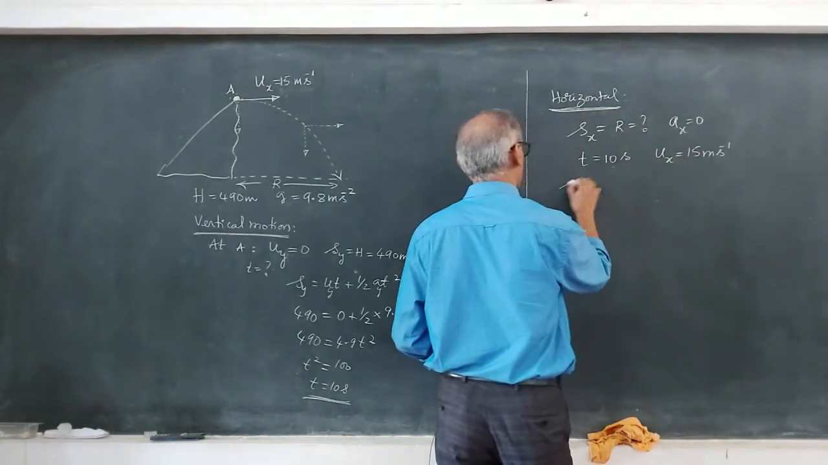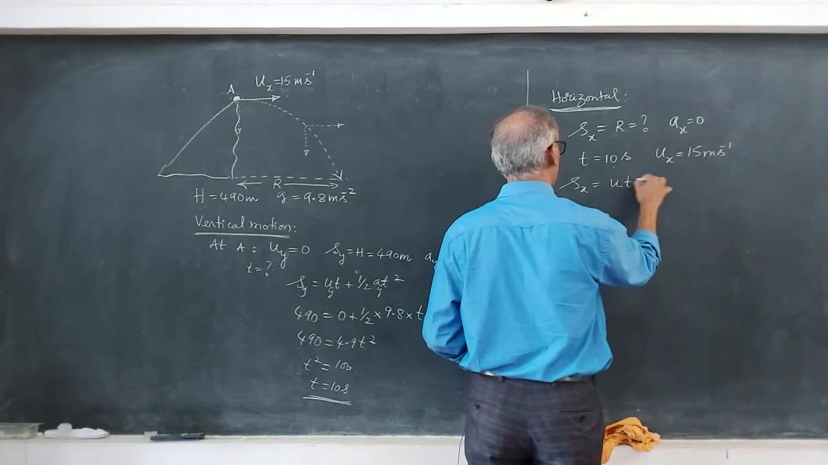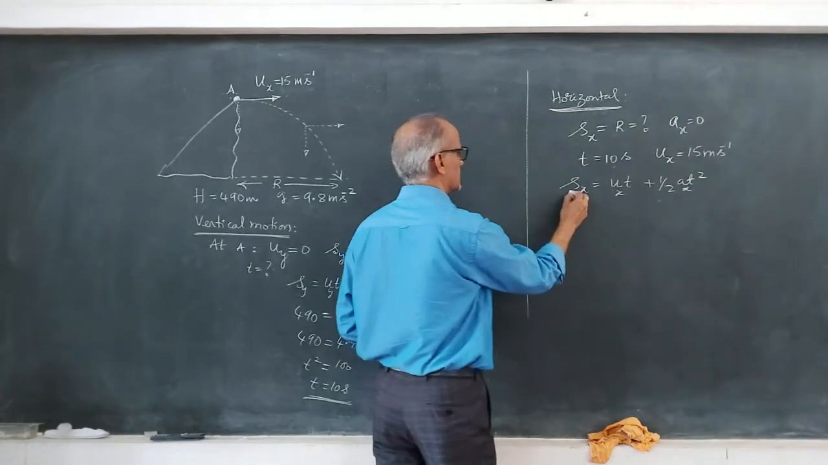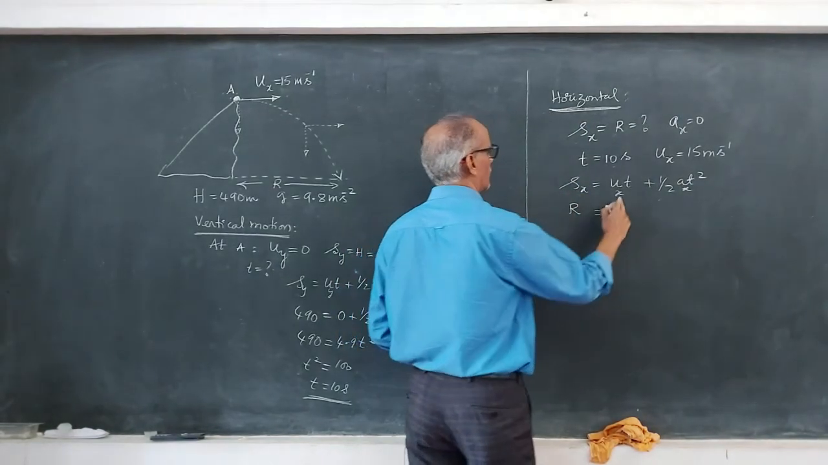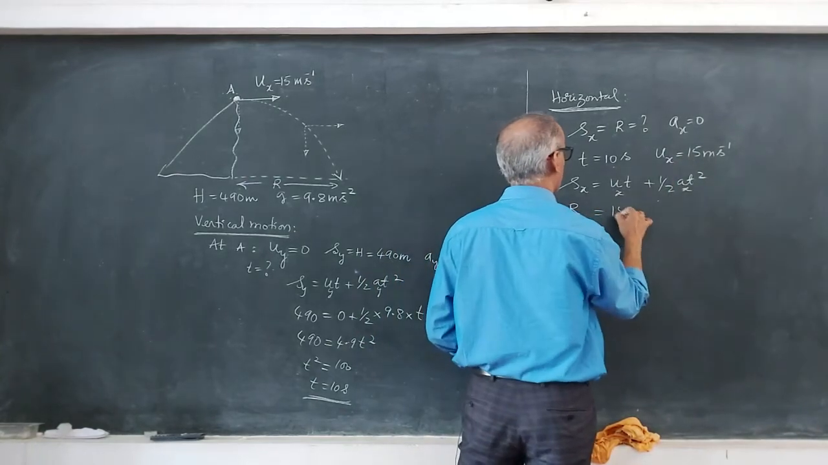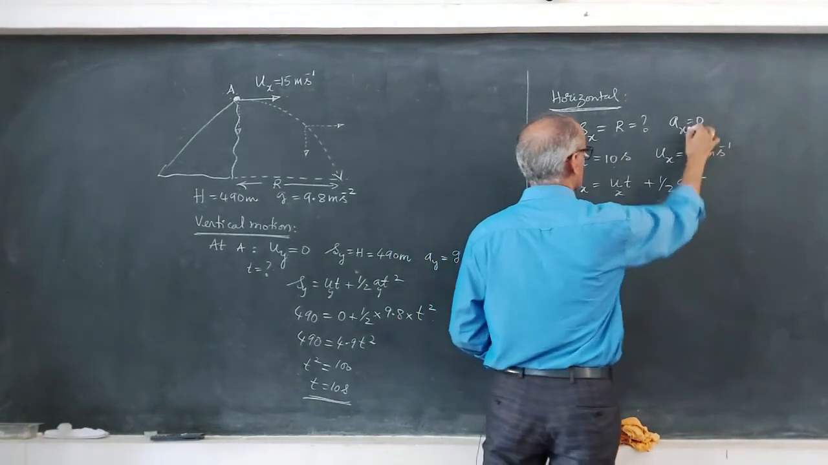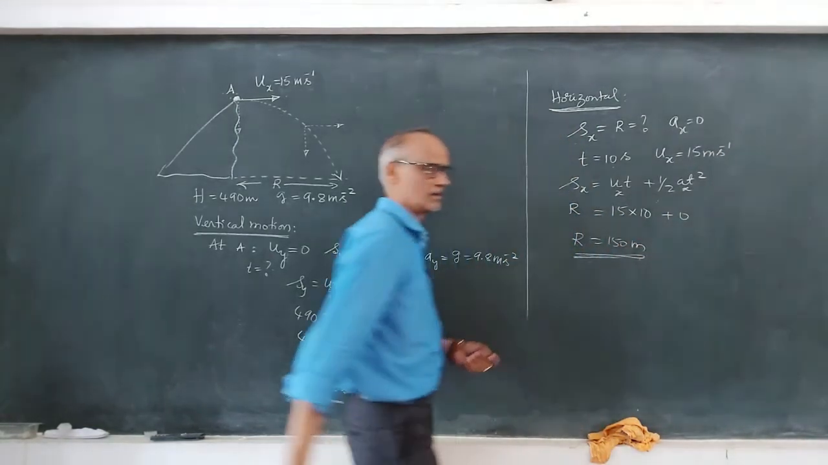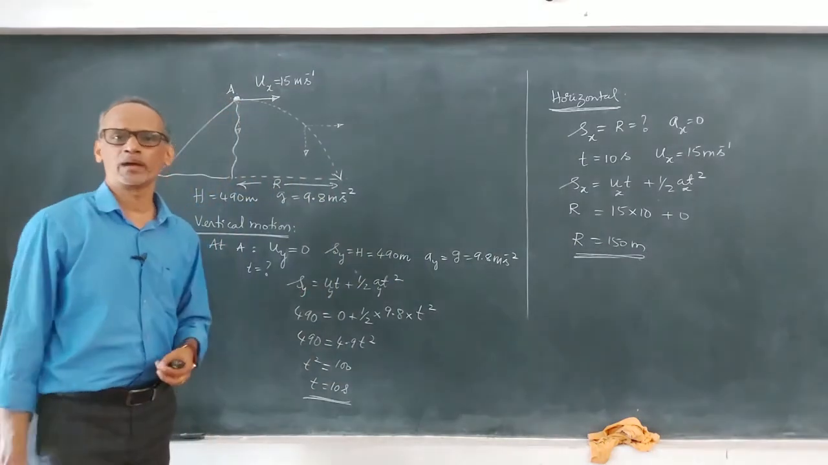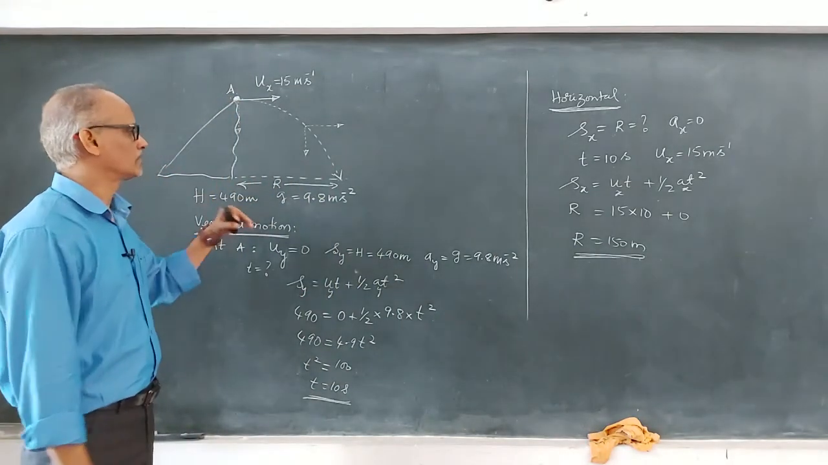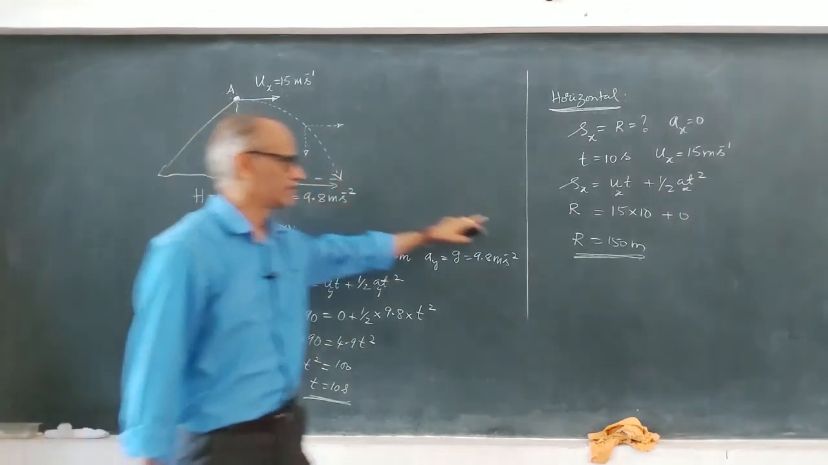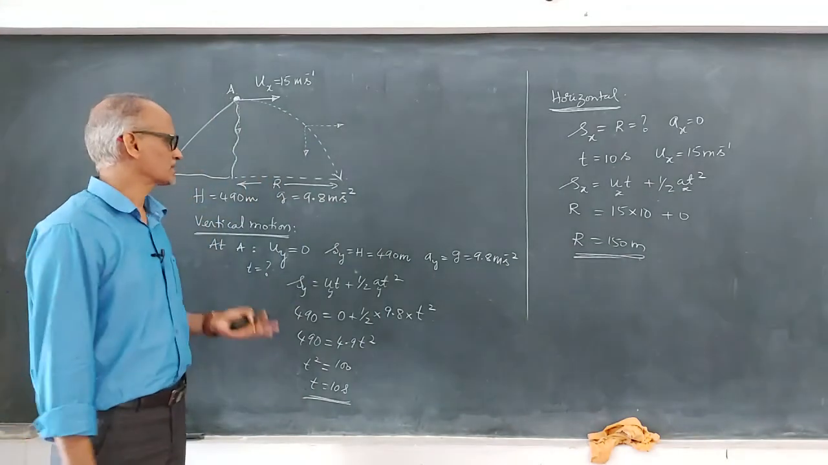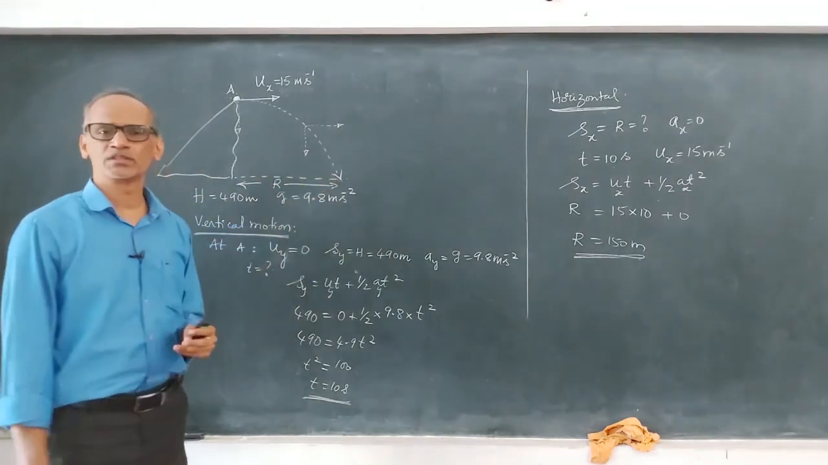So therefore now we can calculate Sx is equal to ut plus half at square, but everything along the x axis. What is Sx? That is to be calculated where it falls. And what is the ux? It is given 15 into t, given 10, and this is 0. So therefore the range is 150 meter. So therefore in the question they asked when and where the stone will fall, correct? It will fall at a distance of 150 meter after a time of 10 seconds, correct? And now you are asked to find what is the velocity with which it falls.